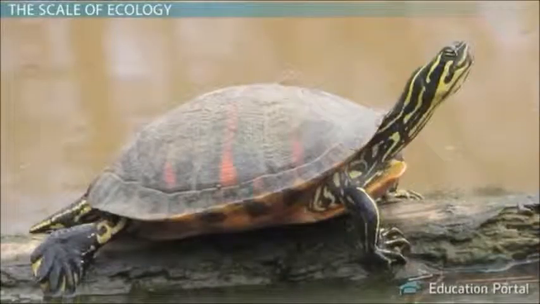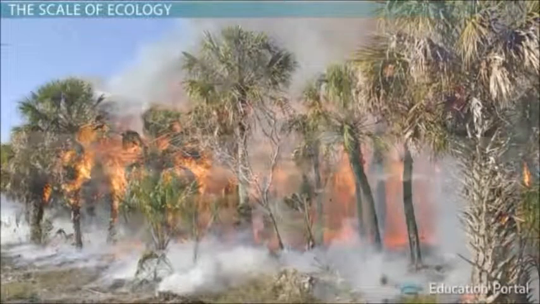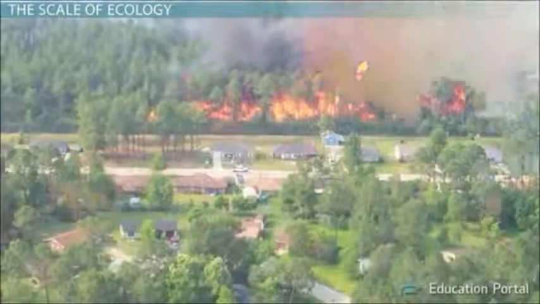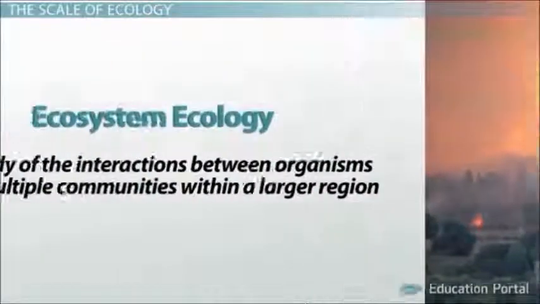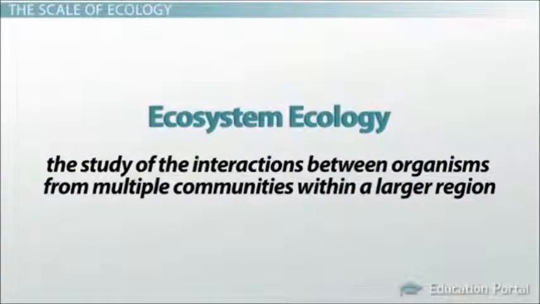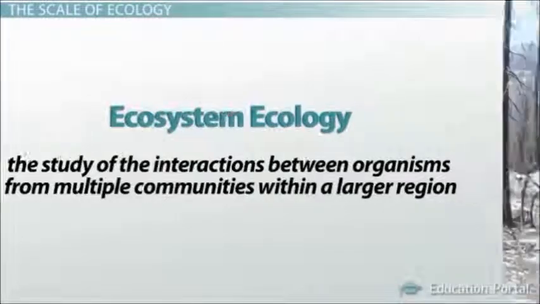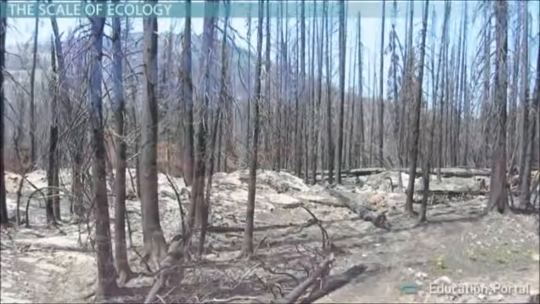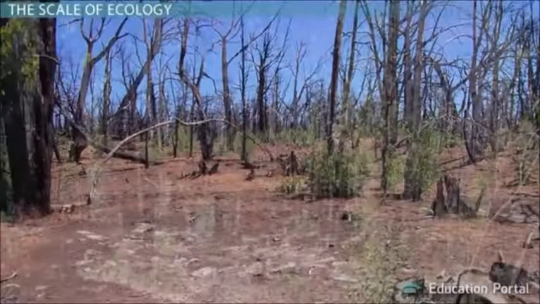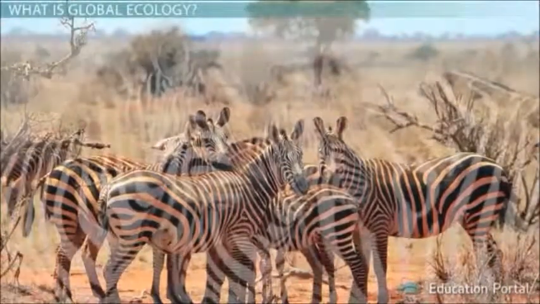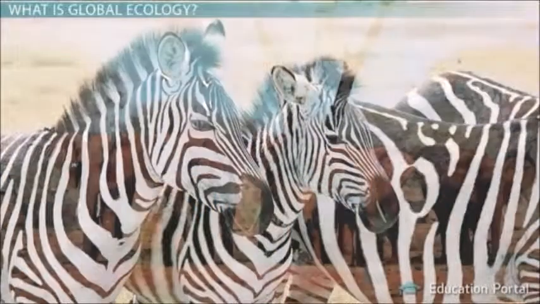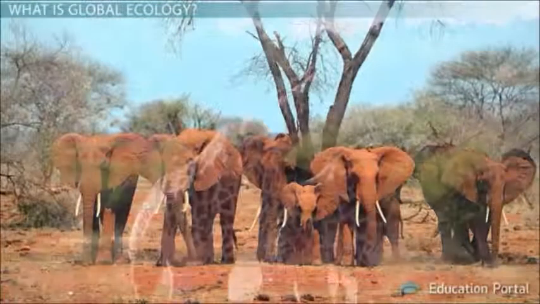habitat and food sources. For an environmental problem that includes multiple communities within an ecosystem, ecosystem ecology would be used to study the problem. Ecosystem ecology is defined as the study of the interactions between organisms from multiple communities within a larger region. An example of ecosystem ecology would be a study on how a fire has influenced the species in a specific habitat.